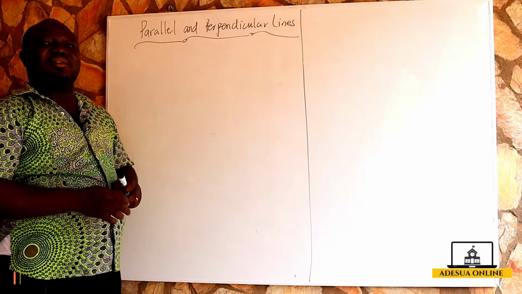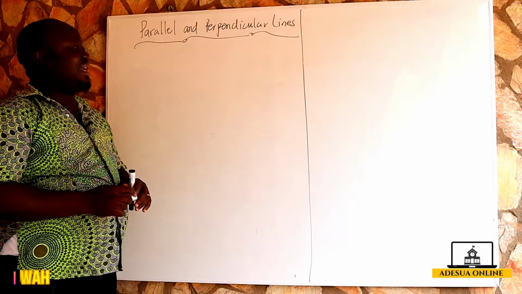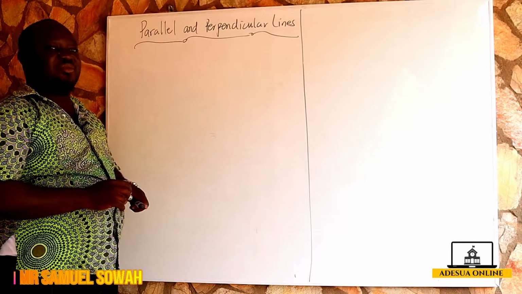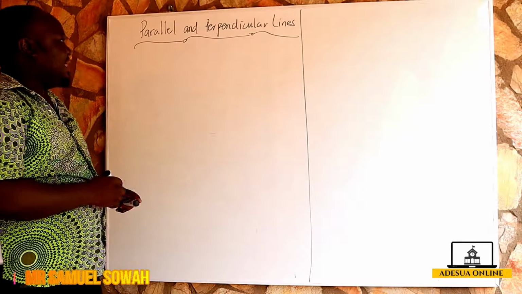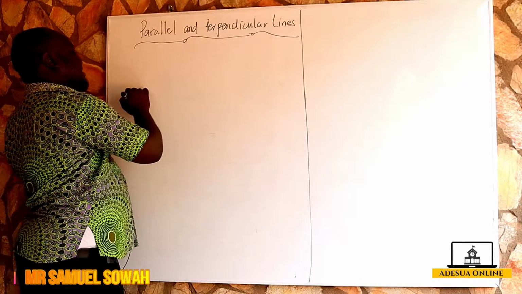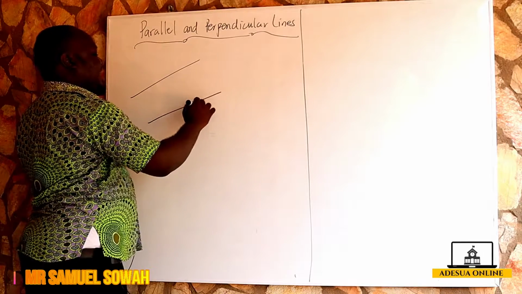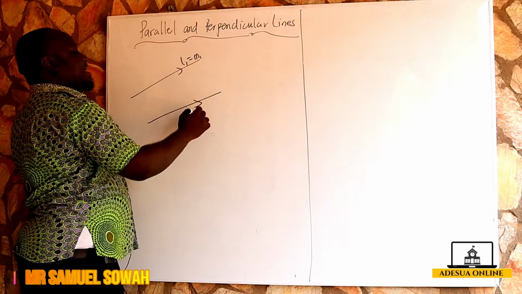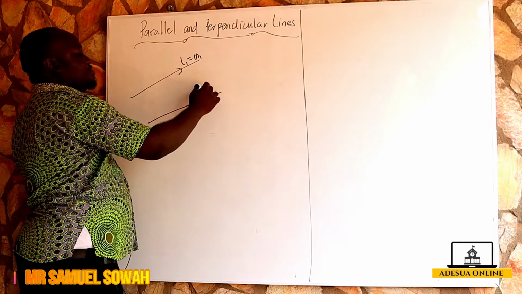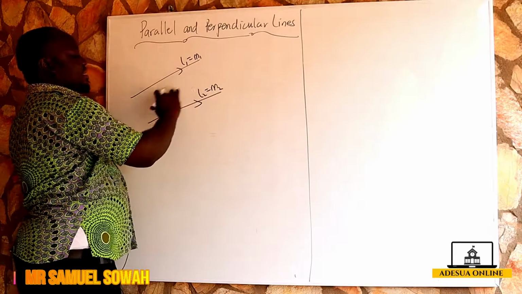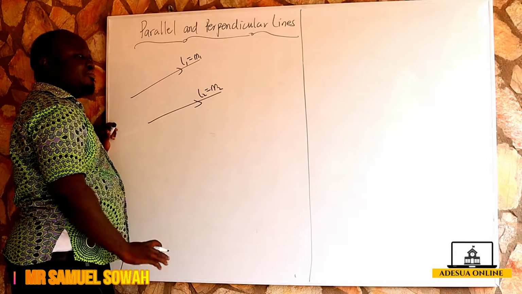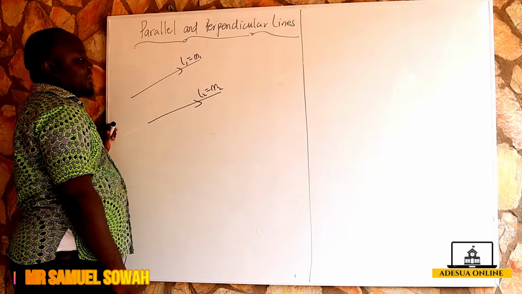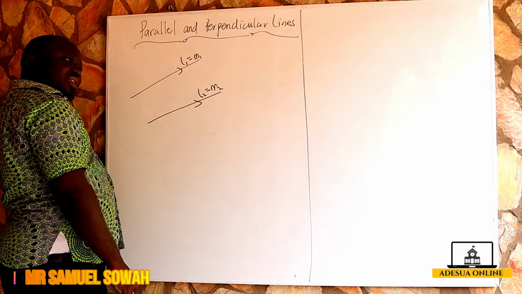Hello class, we are going to continue our lesson by learning how to find the equation of a line when it is parallel and then when it is perpendicular. Now, two lines are said to be parallel if I have a line L1 with gradient M1 and a line L2 with gradient M2. These two lines are said to be parallel if they are moving in the same direction. So we are saying that two lines are said to be parallel when they have the same gradient.